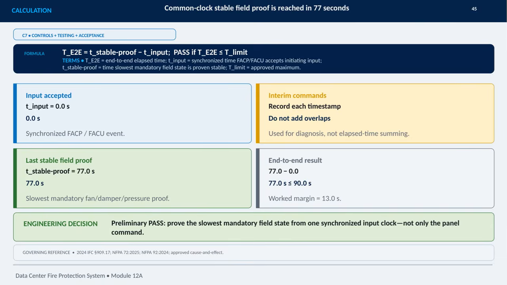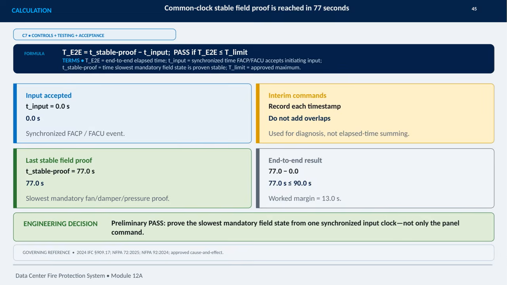The governing formula is TE2E equals stable proof time minus input time, with a pass when that result is less than or equal to the approved limit. Here, the synchronized FACP, or FATSU, accepts the initiating input at 0.0 seconds. Interim commands are timestamped for diagnosis, but they are not added together, because overlapping actions would inflate the elapsed time.